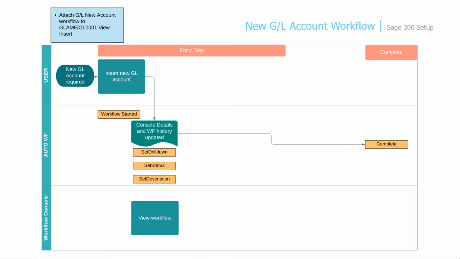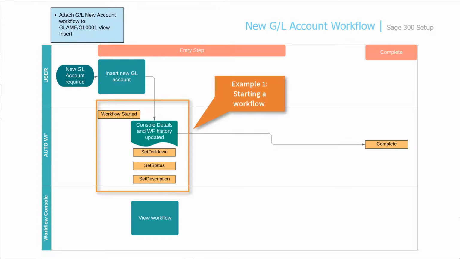So the process is pretty simple. A user inserts a new GL account in Sage 300. This workflow is going to be attached to the GL AMF view or GL001. So let's now dive into Sage 300.